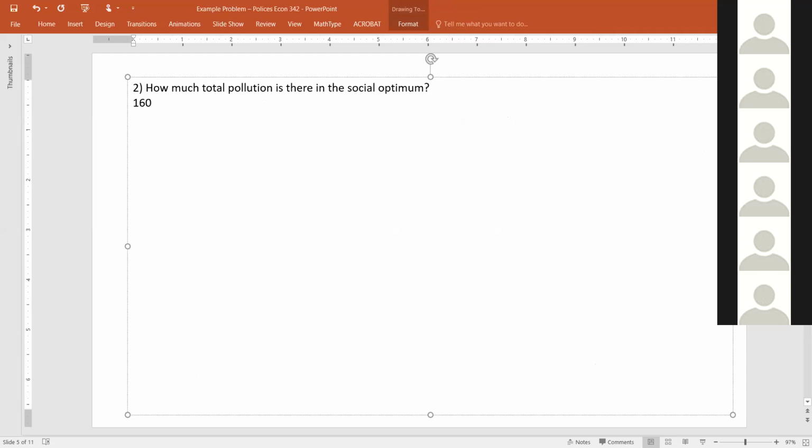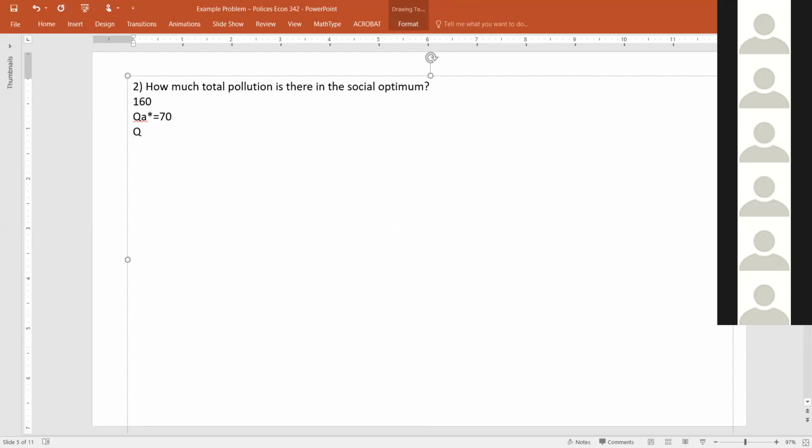And in the social optimum, and I'm just replicating the information from our last slide, so I'm not solving anything new right now. We solved in question 1 that each firm had a different optimal abatement function. Firm A optimally abates 70 units. Firm B optimally abates 40 units. That means the optimal abatement is 110. You guys with me?